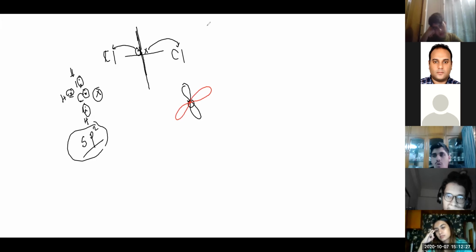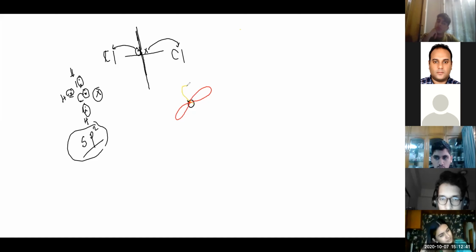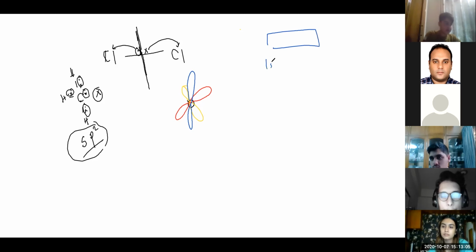Let me erase this a bit. Let's draw the 3 different orbitals in 3 different colors. Okay, so let's assume that, what is carbon? Carbon is 1s2, 2s2, 2p2.